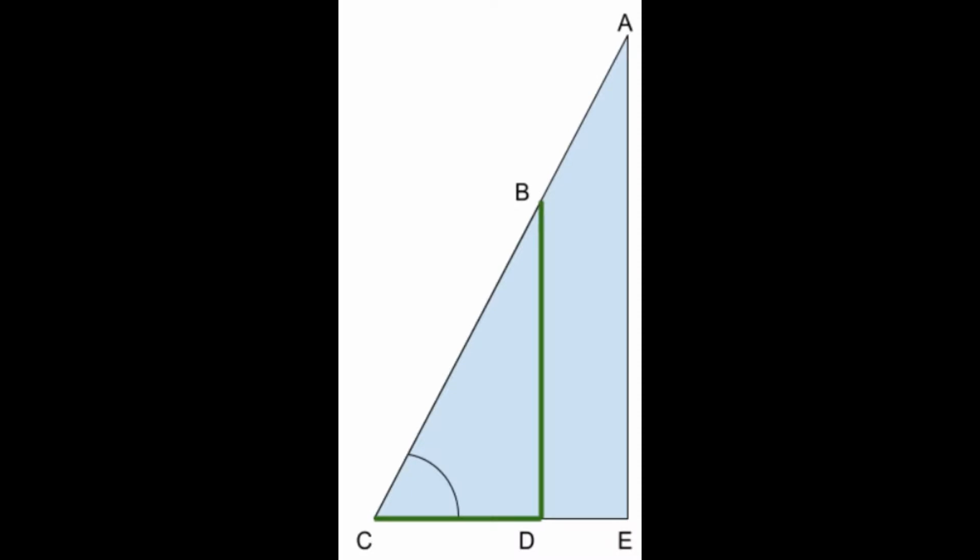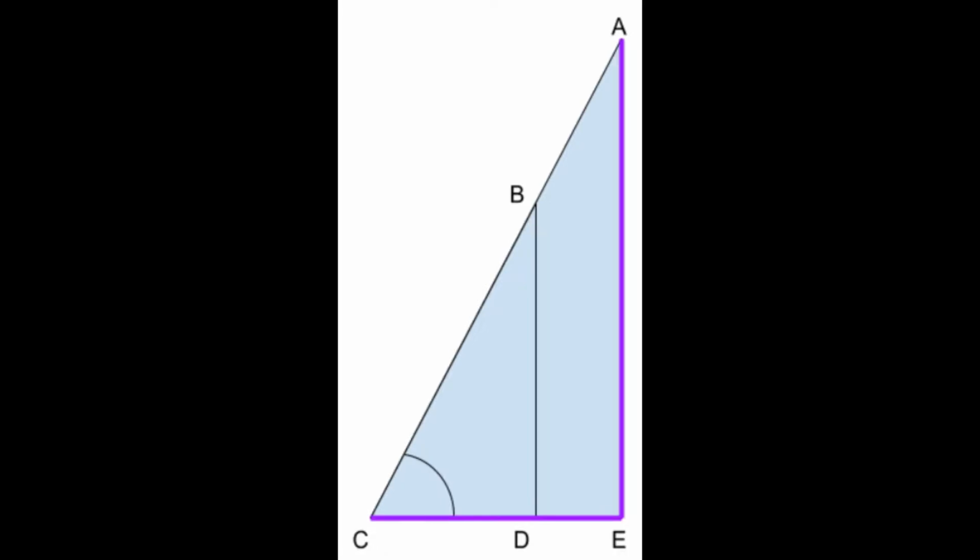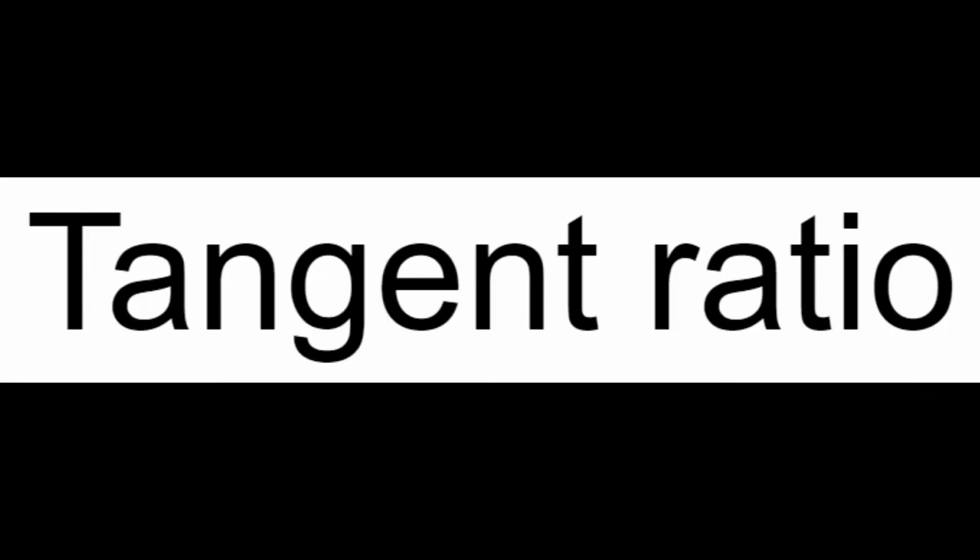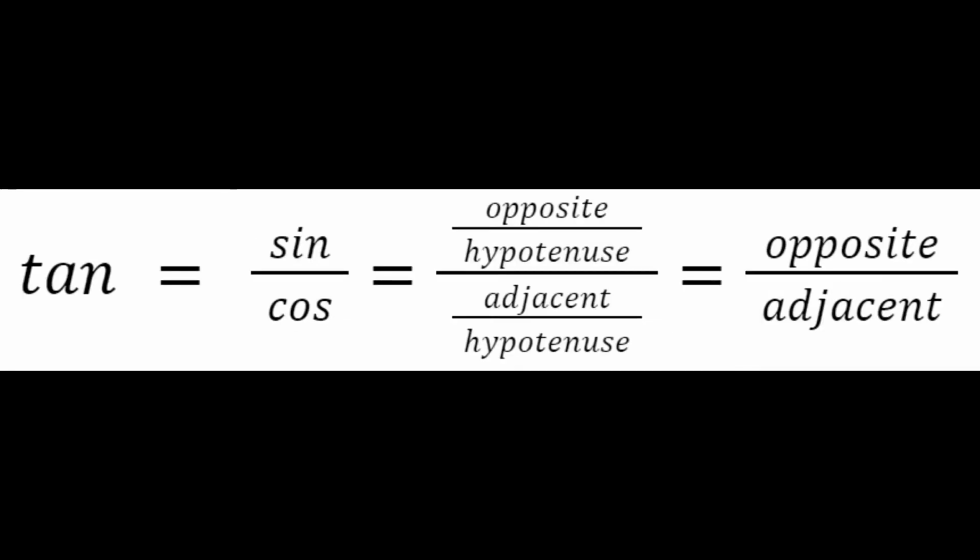The last ratio is the ratio of the two legs, specifically the opposite over the adjacent. In this triangle, BD over CD is equal to AE over CE. This ratio is called the tangent ratio, also known as tan. The tangent is equal to the opposite side over the adjacent.